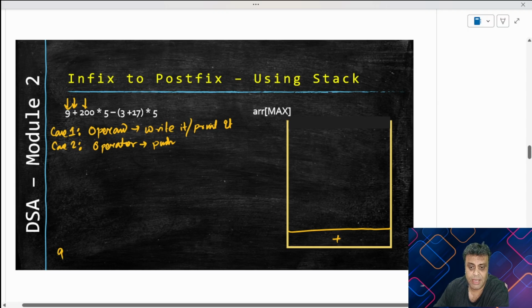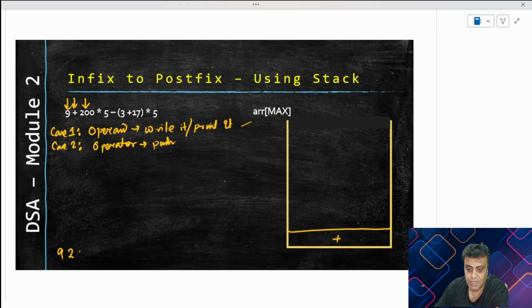Next step, I get an operand. It follows this rule, so I will put this operand here. I'll just put a dot here just to separate out the numbers. So 9.200 is what I have obtained in the final output. Now I see that I get a star. If I see a star, I will try to push it at the top of this.